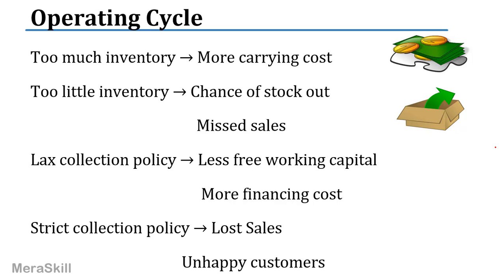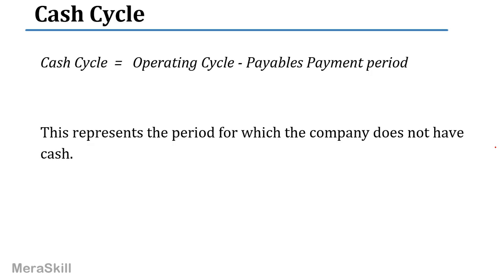Similarly, as far as debtors are concerned, if we have a very relaxed policy, then we don't have enough working capital. Financing costs are more. But if we insist that money has to be paid up within a month and we're very strict, we may again lose some customers. Cash cycle, like I mentioned, is operating cycle minus the payables payment period. This represents the period for which the company does not have cash.